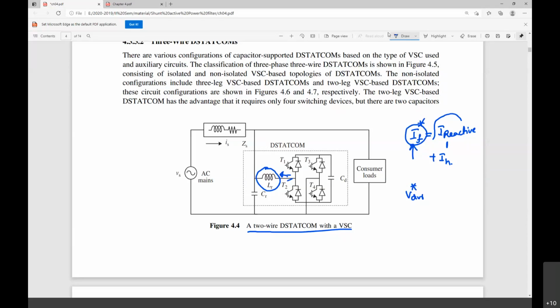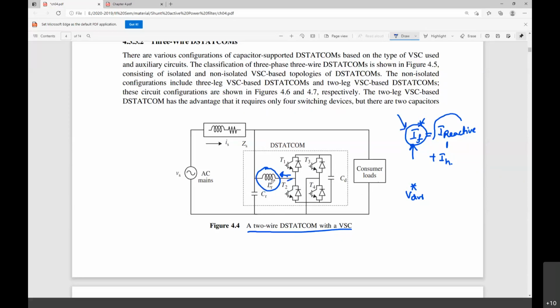We can very well measure and derive this particular filter component of the current. I'll try to give the explanation in the coming classes of how this filter current will be derived. As for now, I just give the topologies. How does it look? It is a two-wire D-STATCOM with a VSC.